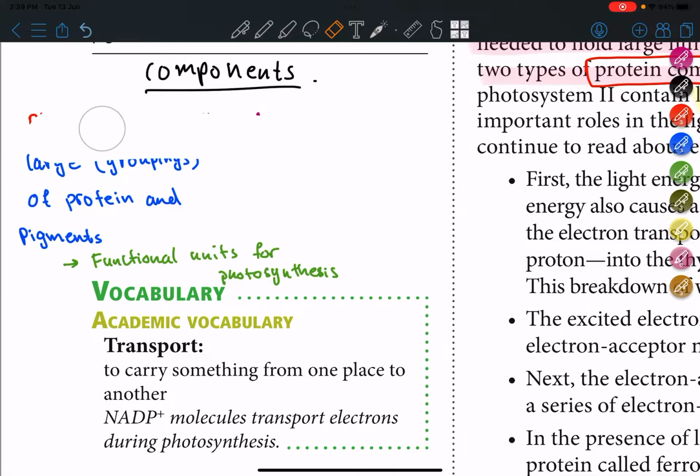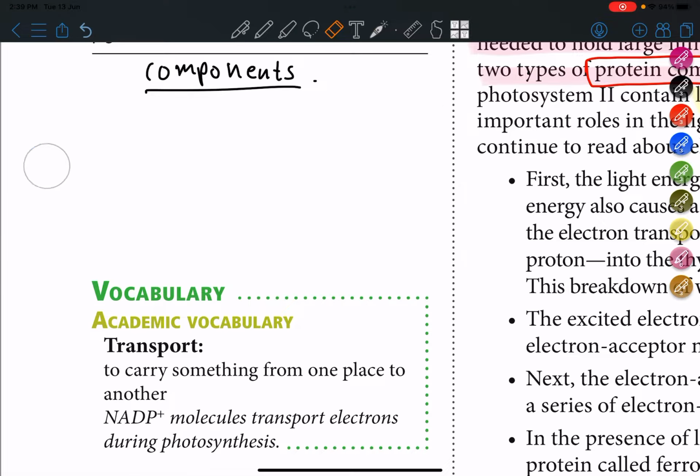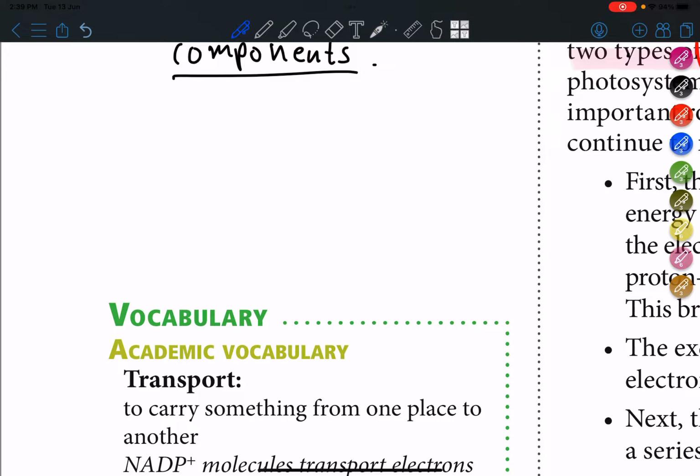Now, next, what do we have? We have the electron transport chain. The electron transport chain is a group of proteins in the thylakoid membrane found between photosystem 2 and photosystem 1.